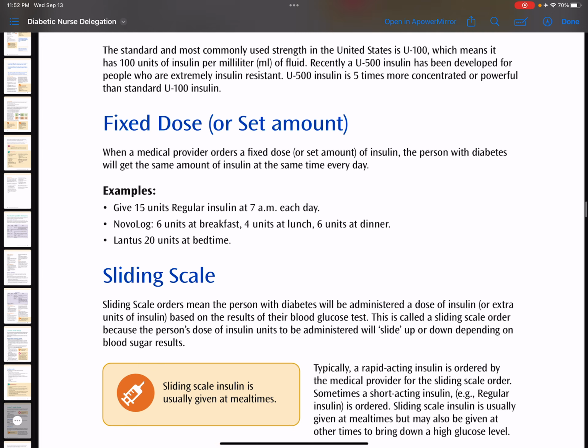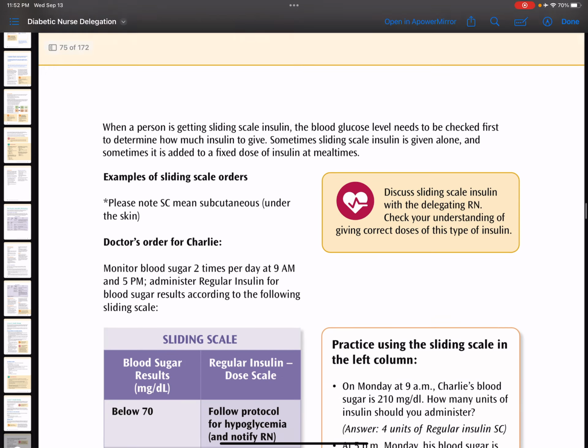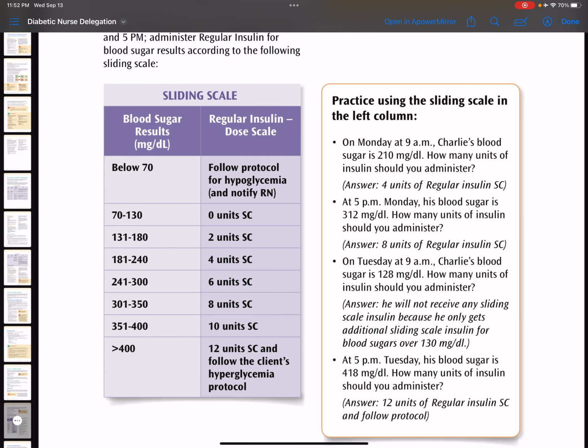The second one is a sliding scale. Sliding scale orders mean the person with diabetes will be administered a dose of insulin or extra units of insulin based on the results of their blood glucose test. There is a table here. It shows you exactly, if you know what the blood sugar of the client is, you look at the chart and you take the insulin that's appropriate for that blood sugar for the person.